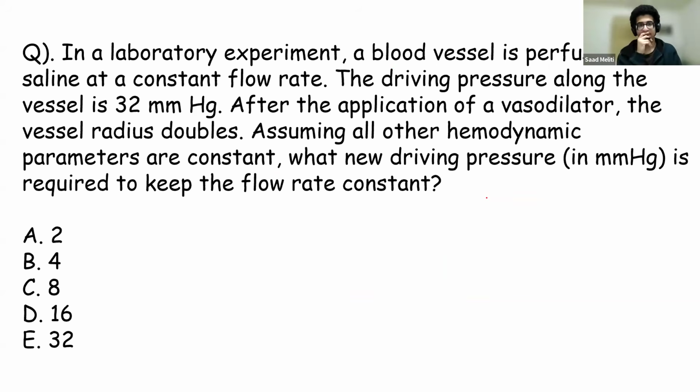Oh, this one's tough. I'm going to read it out for you guys, and you can answer it while I'm reading, and just give me the answer. In a laboratory experiment, a blood vessel is perfused with a saline at a constant flow rate. The driving pressure along the vessel is 32 millimeters mercury. So we can underline this. After the application of a vasodilator, the vessel radius doubles. Assuming all other hemodynamic parameters are constant, what new driving pressure in millimeters mercury is required to keep the flow rate constant? So can anyone answer this for me?